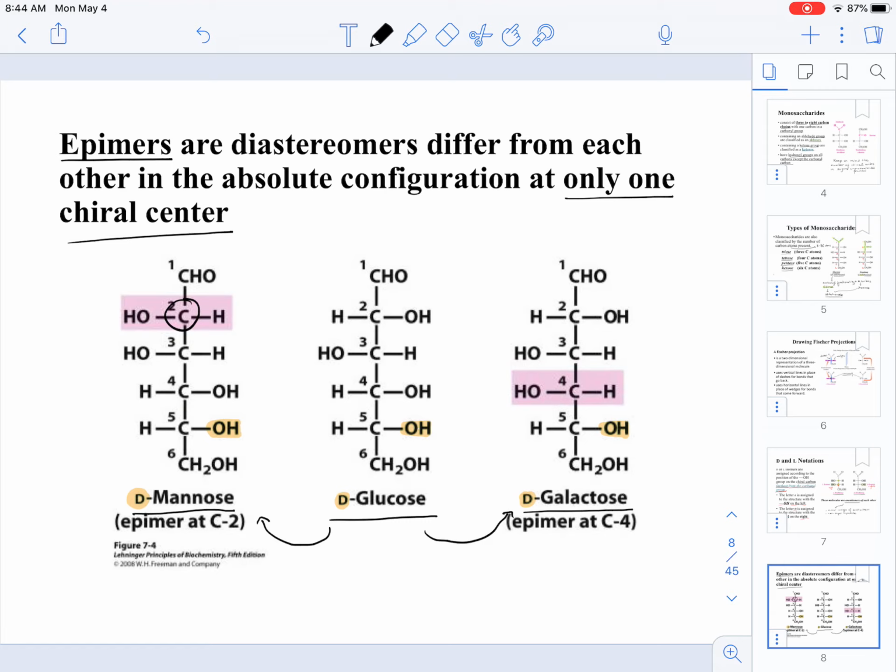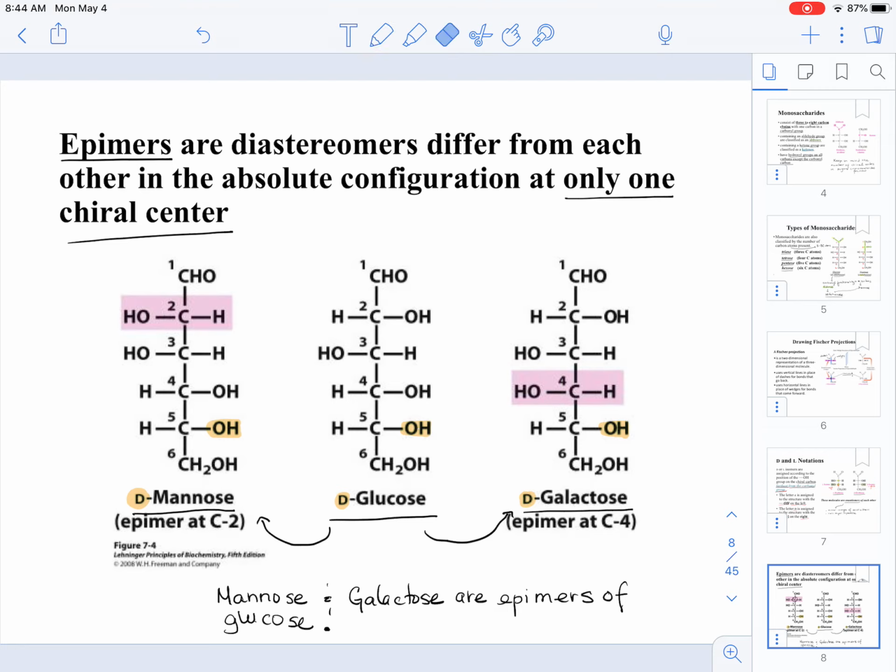If we observe the difference between glucose and galactose, carbon 2 looks the same. Carbon 3 looks the same. Carbon 4, now the OH is on the left. Carbon 5, the OH looks the same. So galactose is also an epimer of glucose. So in this example, mannose and galactose are epimers of glucose, because we are comparing both of the corner molecules to the center one.